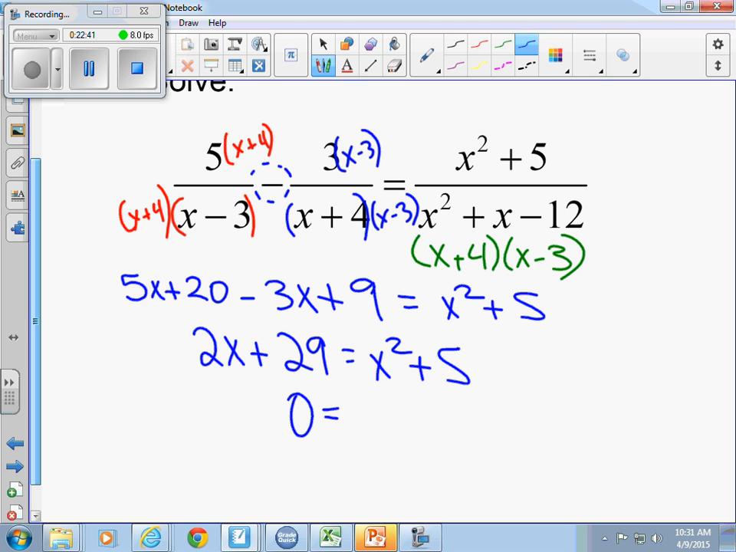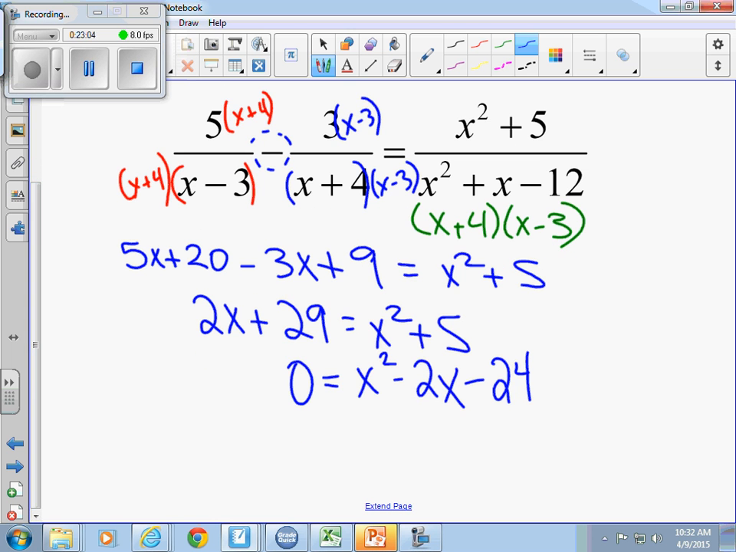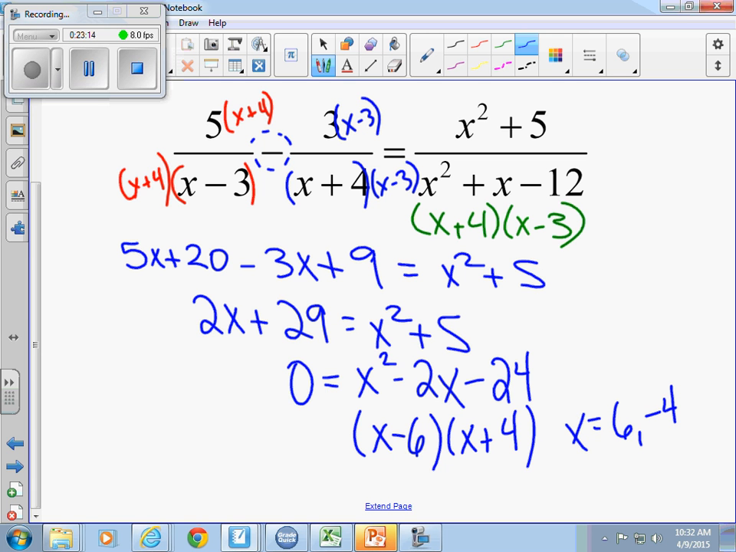Someone answer that for me. Because the negative goes to the 3. So you distribute this negative 3 to both pieces. And negative 3 times negative 3 is positive 9. Factors of 24 that subtract to give you 2. So x equals 6 and negative 4, right? Negative 4 doesn't work. So it only equals 6.